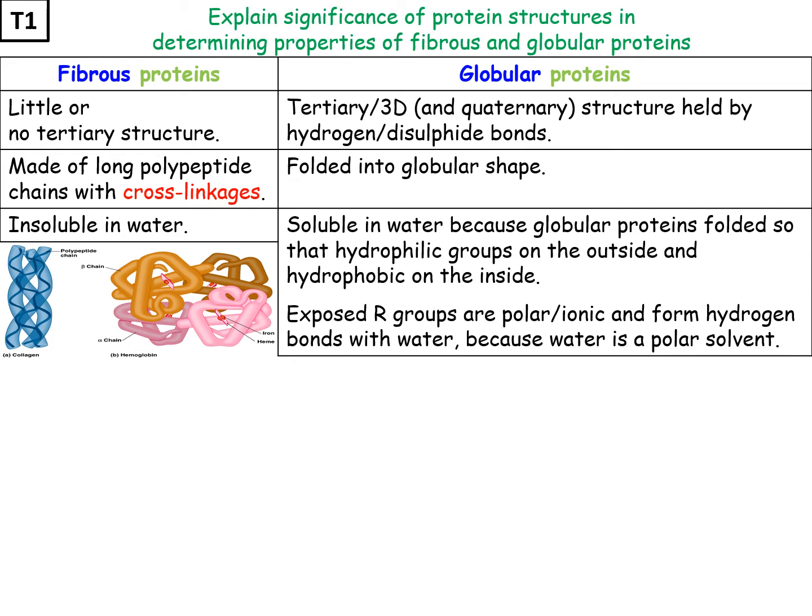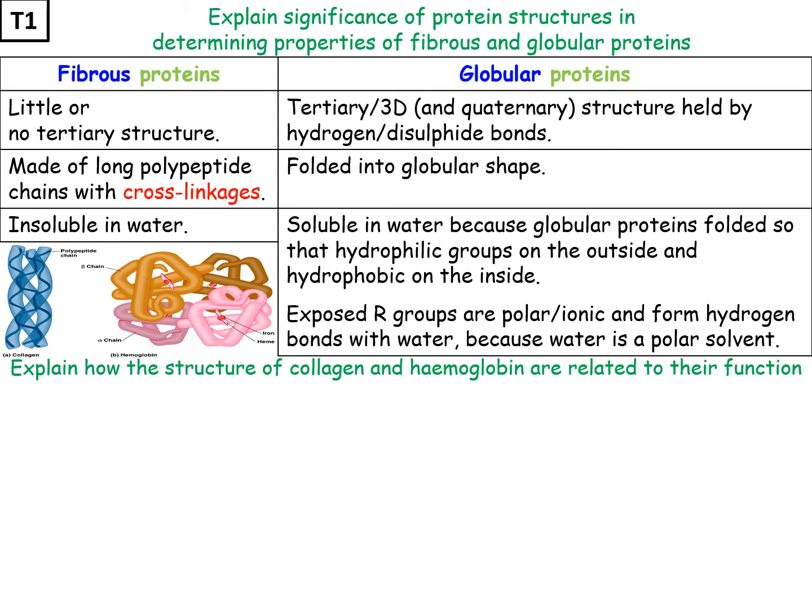Whereas globular proteins are soluble in water because they are folded so that the hydrophilic groups, those R groups that have hydrophilic properties and are most likely polar, are on the outside of the protein, and the hydrophobic, such as the non-polar R groups, are on the inside. So by having the R groups that are polar or ionic exposed on the outside, they can form hydrogen bonds with water because water is a polar solvent, and become dissolved in water, making them soluble.